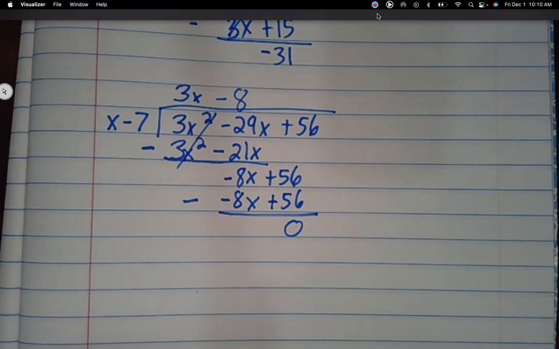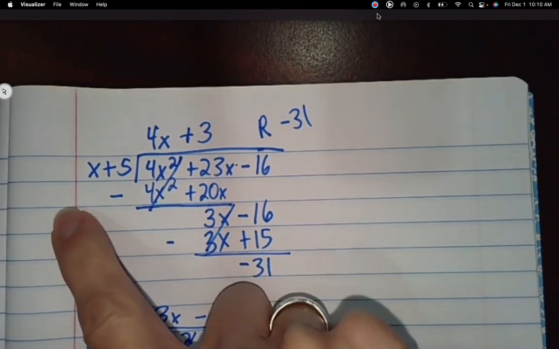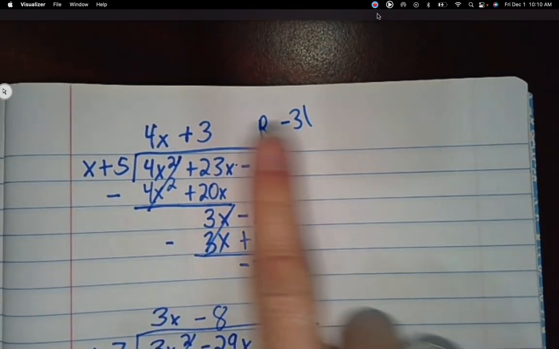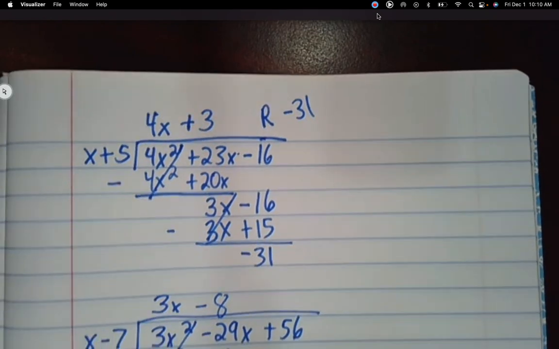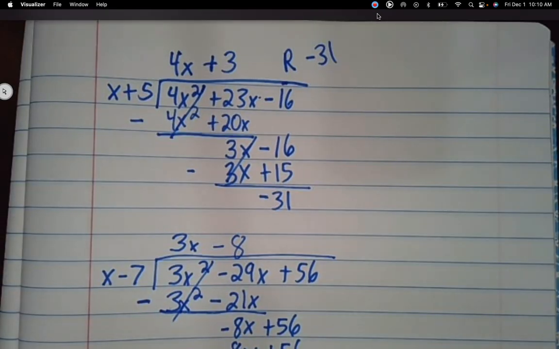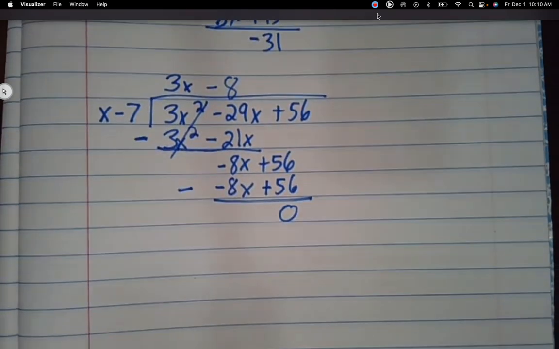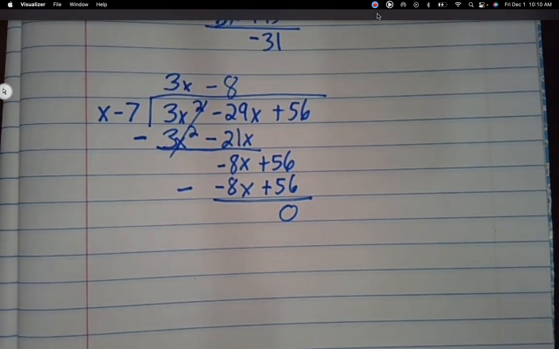Okay, if I go back up here, was x plus 5 a factor? No, because it had a remainder. All right? It didn't divide into it evenly. That's like for the number 12. Can 8 go into 12? No. All right?